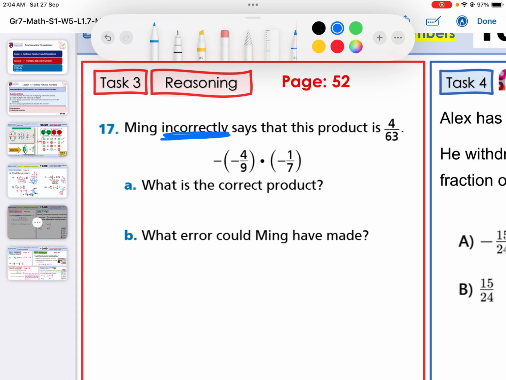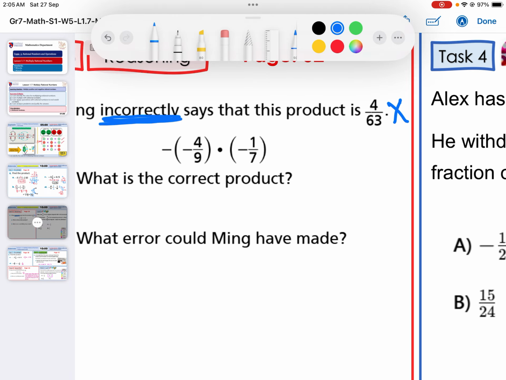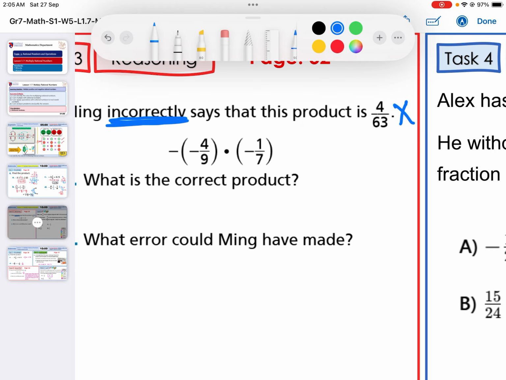So please read the questions really well. So Ming, we can tell that she is not correct, that this answer is wrong. Now your job is to discover what's the problem, why she got an incorrect answer. So what is the correct product? That's number one. Okay, how do I do this? We all know that this negative and negative, whenever they're put together, it's like the opposite of negative 4/9. They turn into positive. Okay? Negative times negative equals positive. It's actually one of the FACES rules. I didn't make that up.